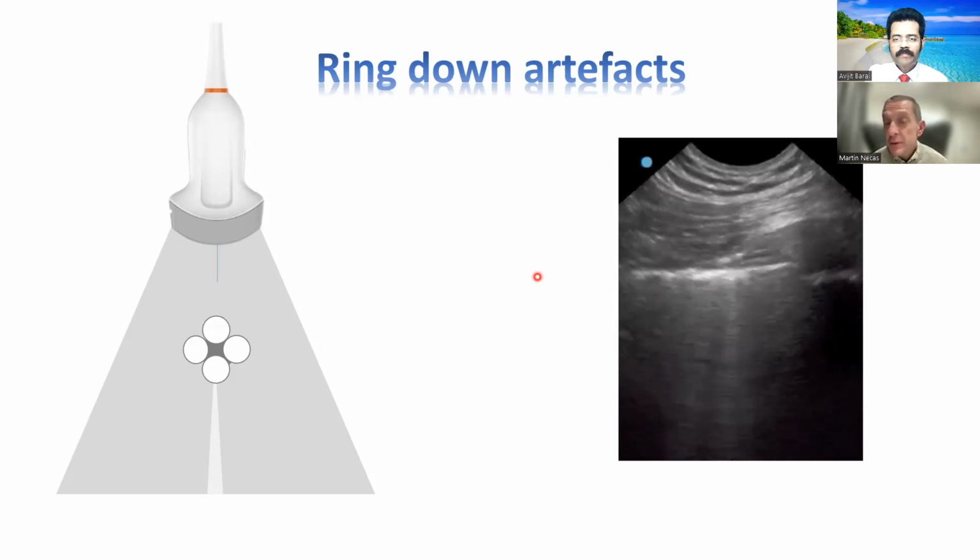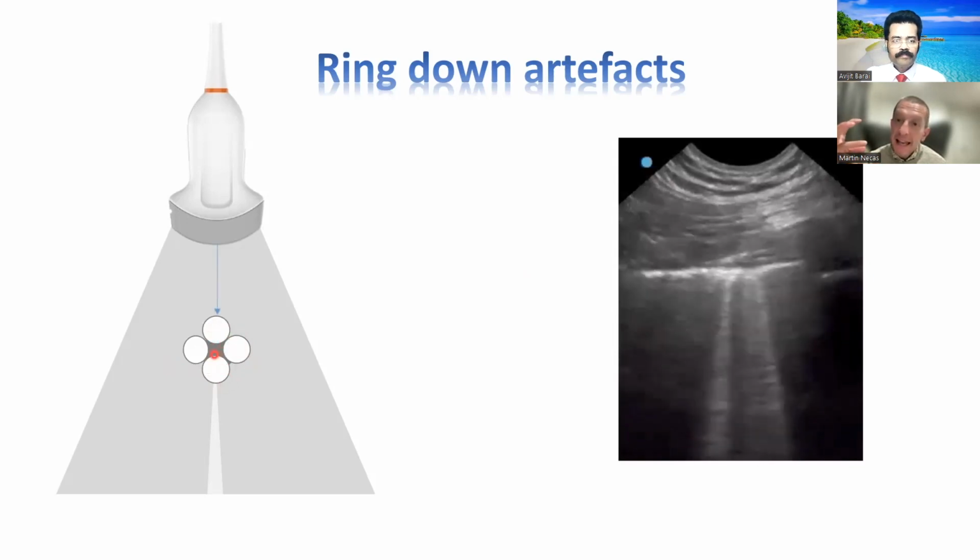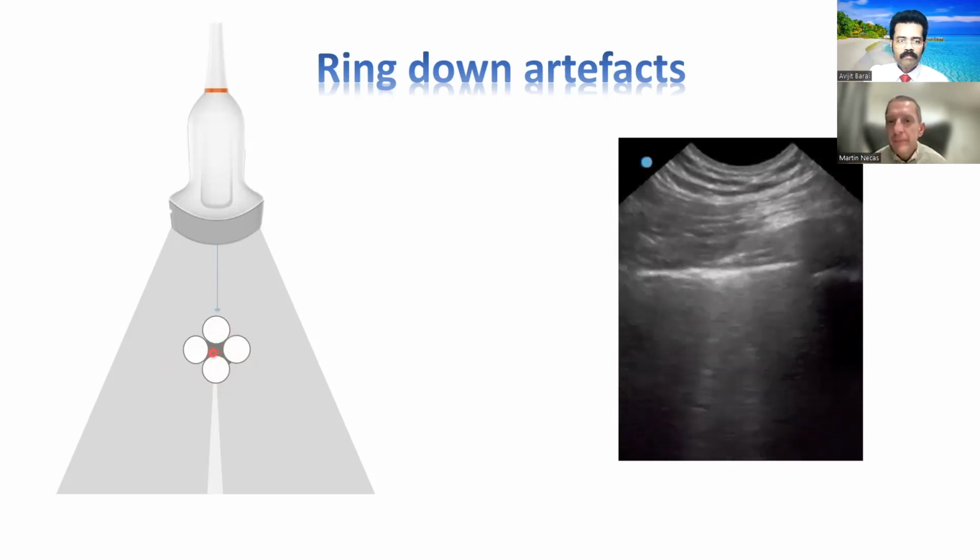It is associated with gas, and it's associated with resonance of a bubble of gas where the sound gets trapped inside a bubble of gas, and the bubble behaves like an elastic ball and continues to emit echoes for a long, long time. So these artifacts in the lung, it's unambiguous. These are B lines, and you know that many B lines are associated with a wet lung.